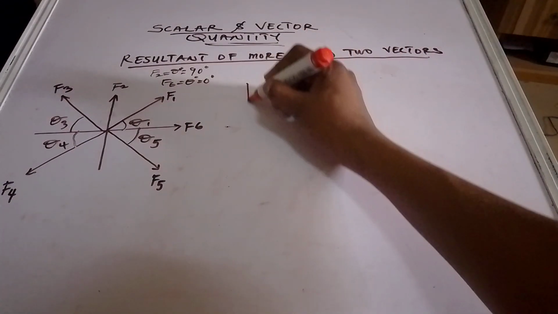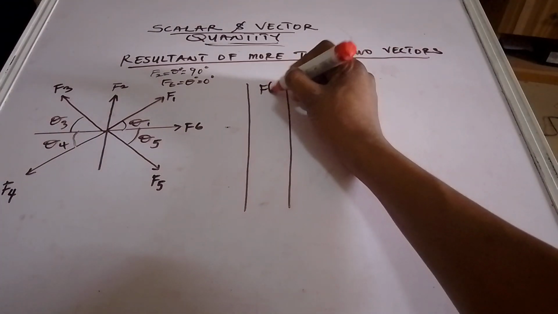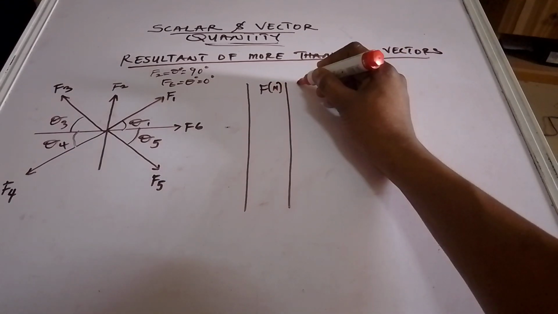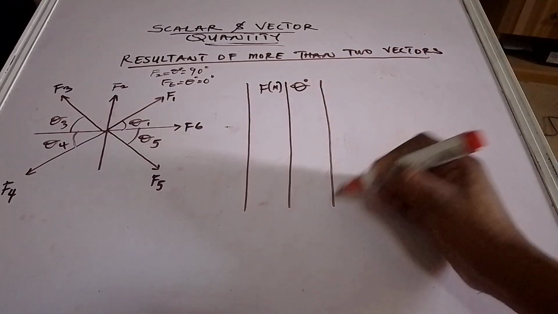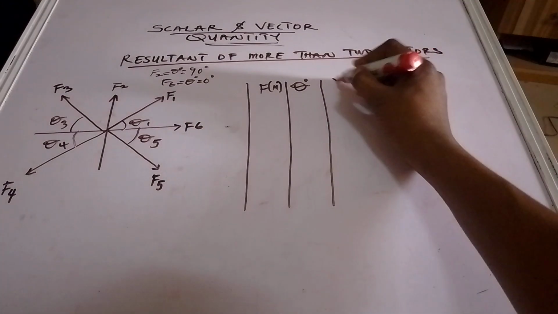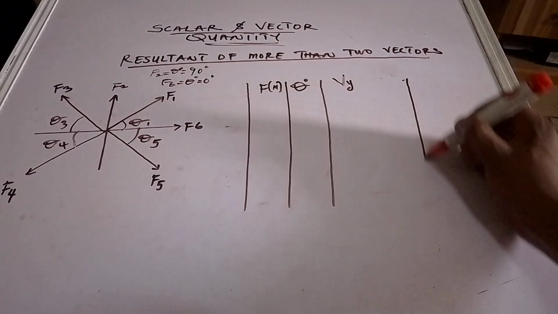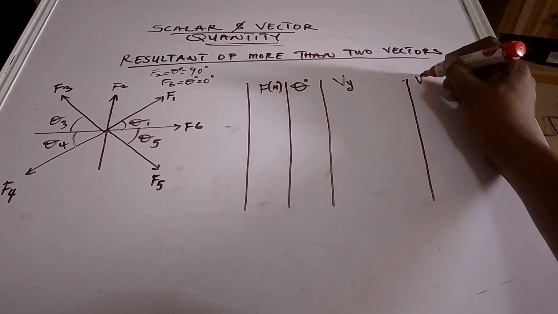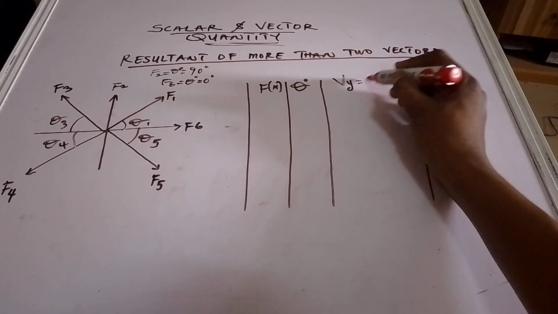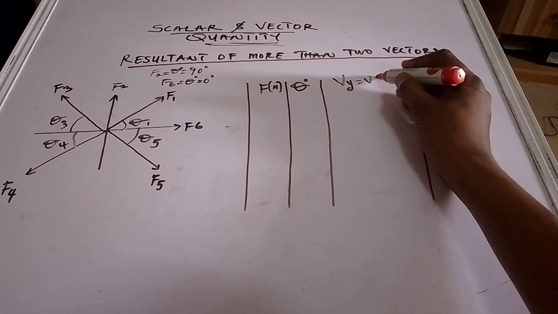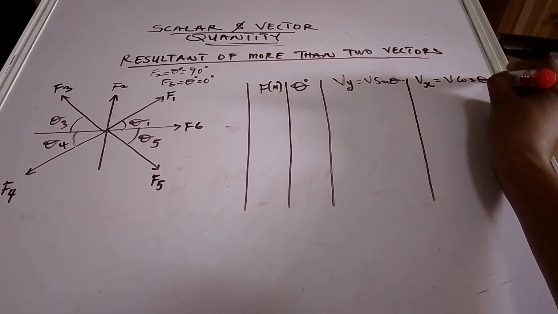Let's tabulate it. Let's have a table. We have a column for force, which is in Newtons. Let's have a column for theta, which is the angle between the vector and the horizontal. And let's have a column for the vertical component of the force, and a column for the horizontal component of the force. Now let's put it at the back of your mind that the vertical component is V sine theta, while the horizontal component is V cos theta.